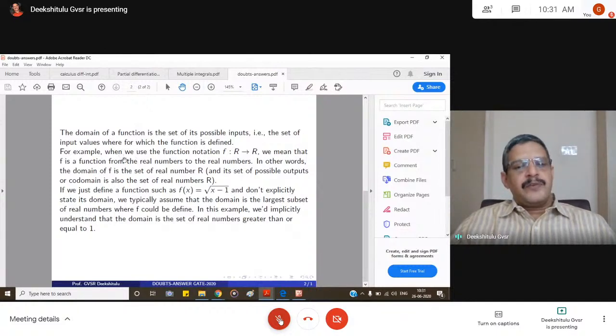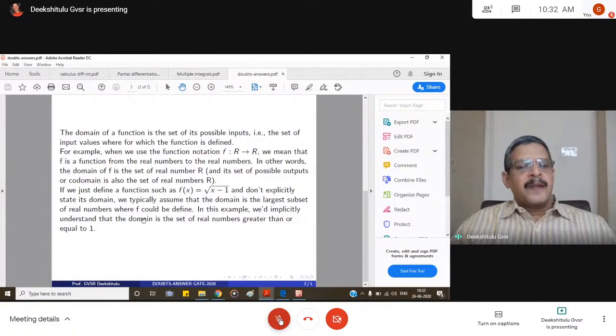For example, when we use the function notation f from R to R, this R is called the domain, and this R is called the codomain. We mean a function from the real numbers to the real numbers. In other words, the domain of f is a set of real numbers, and the codomain, the set of all possible outputs, is also the set of real numbers.